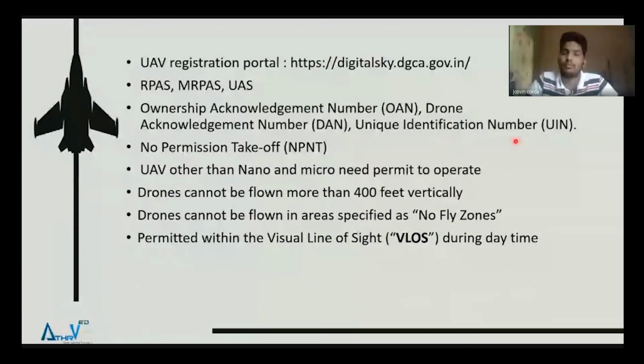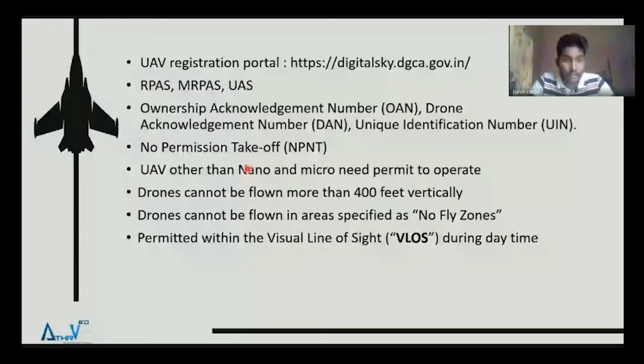This unique identification number is how the government of India recognizes your drone, so that it can track it back in case anything happens, or if you lose your drone, or if they want to keep tabs on your drone. And the policy that the government of India has put forth is no permission, no takeoff.